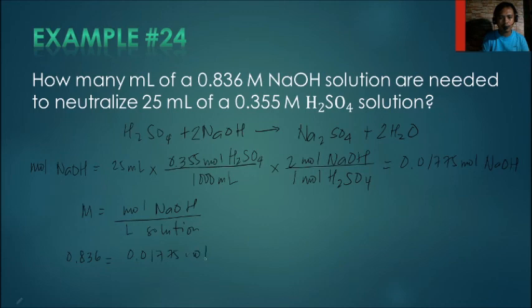So, alamin natin ang liters of solution. And then from that, makukuha na natin, divide mo lang sa 0.836 yan. So, you will get, ginawa ko lang po siyang ml na lang, para maging 21.23 milliliter of sodium hydroxide solution. Okay? So, ayan po yan.